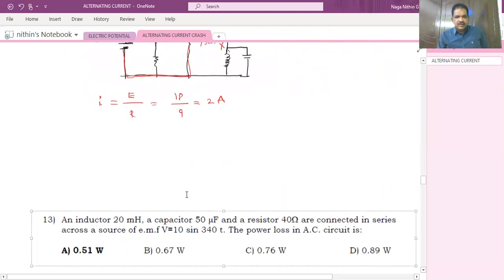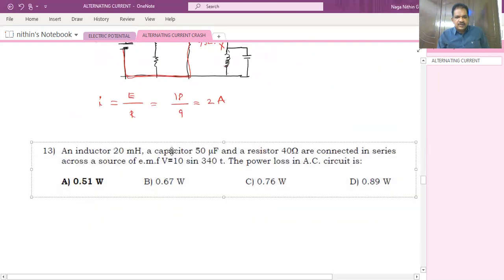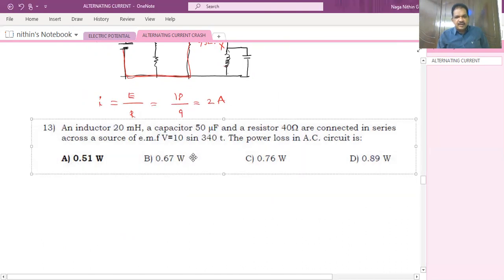Inductor is there. Its inductance is given. Capacitor is there. Resistor is there. What is the power loss in the AC circuit? So they are asking average power is how much. Okay. So here a little bit of calculation will be there. So here, find the LCR circuit only.